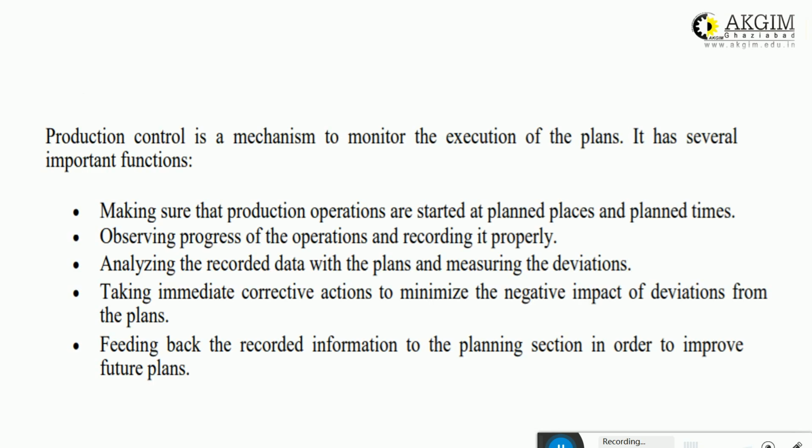So production control is a mechanism to monitor the execution. This PPC has two parts: one is the planning part, the other one is the controlling part. It also has several functions, like making sure that production operations are started at the planned place or planned time or not, observing the progress of the operations and recording it properly, then analyzing the recorded data against the plans and measuring the deviations, taking immediate corrective actions to minimize the negative impact if there are any, then feeding the recorded information back to the planning section in order to improve future plans.